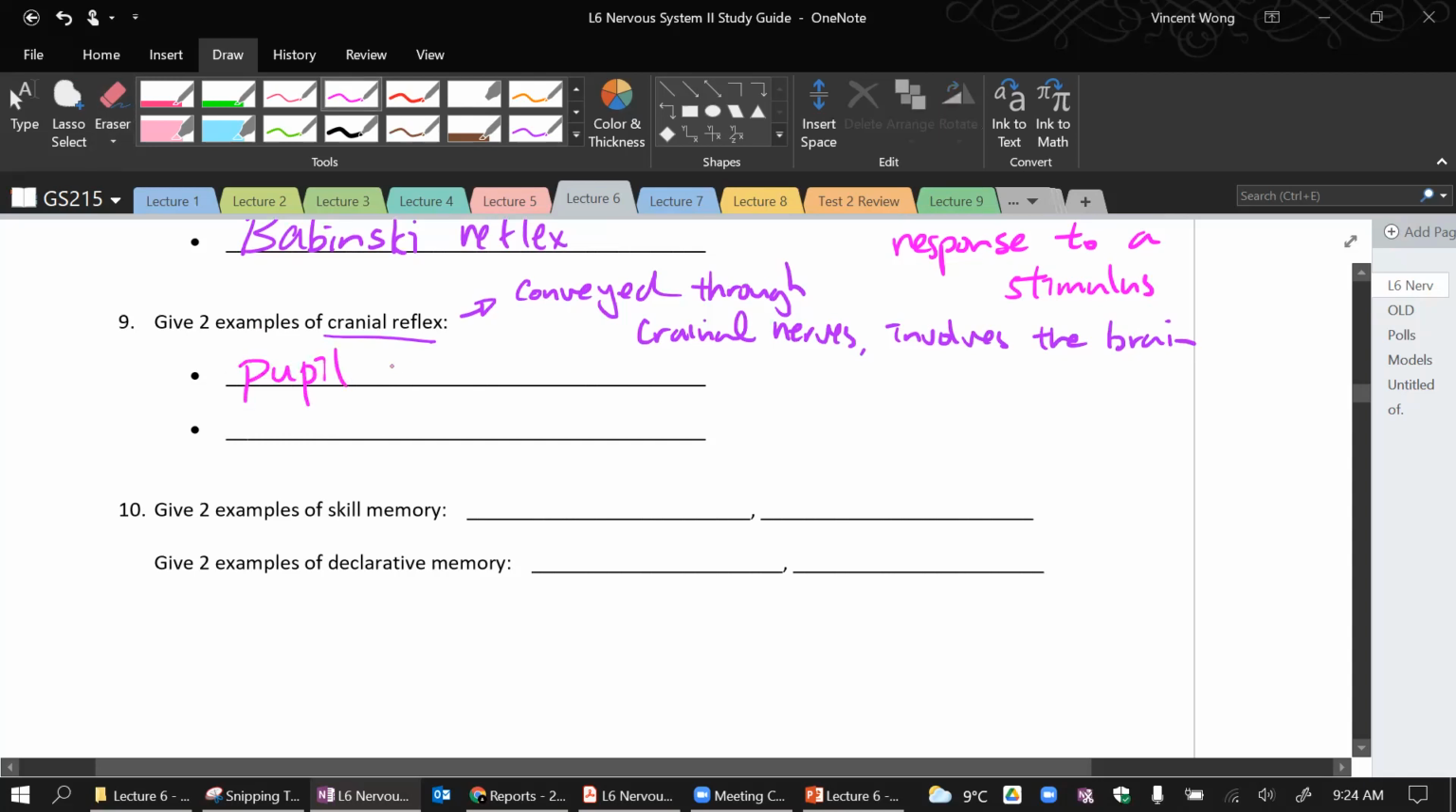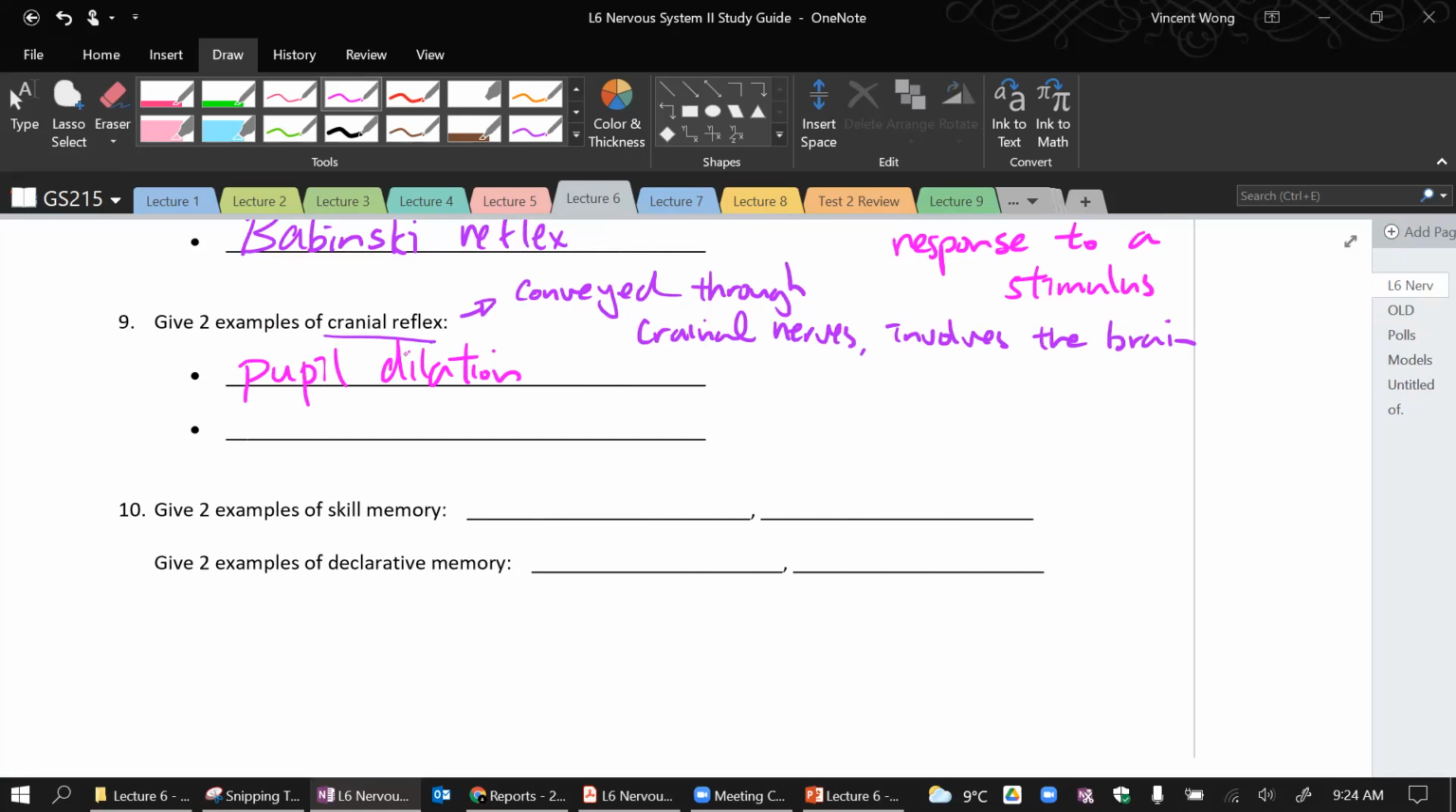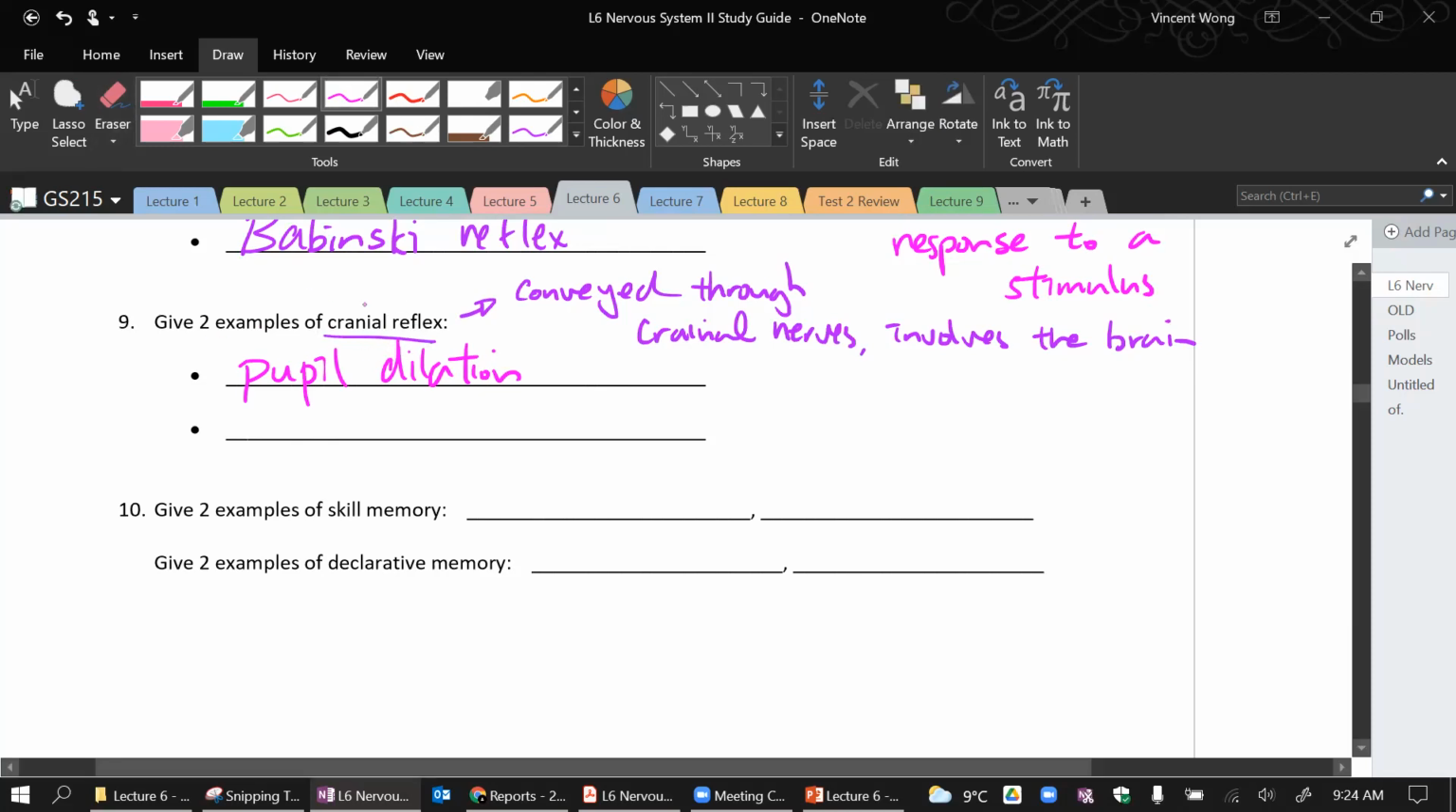Okay, so like pupil dilation. When your pupils dilate in dark settings, or constrict in bright settings, that's actually a reflex, and it's carried by the cranial nerves, one of the 12 pairs that you have. Swallowing, sneezing. I know this is more than 2, but I'm just going to give you a bunch. Coughing, vomiting. All these are cranial reflexes.